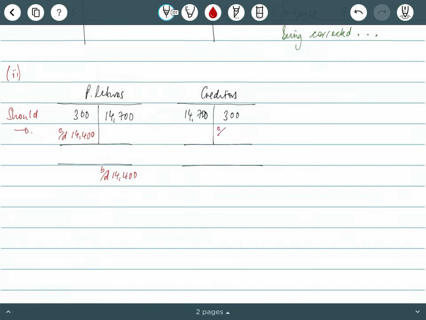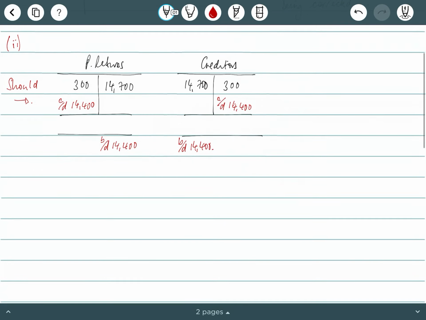Likewise over here, it's CD, 14,400, and then your BD balance is a debit 14,400. Okay, so they're the opening balances that we want. So let's look at what actually happened. So this is what happened. We just correct what happened.